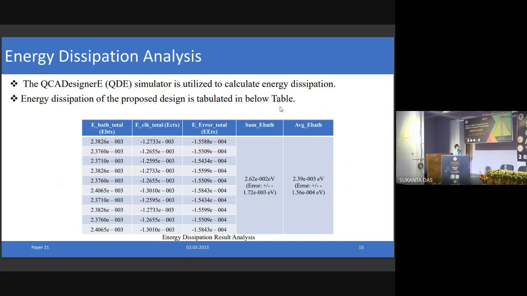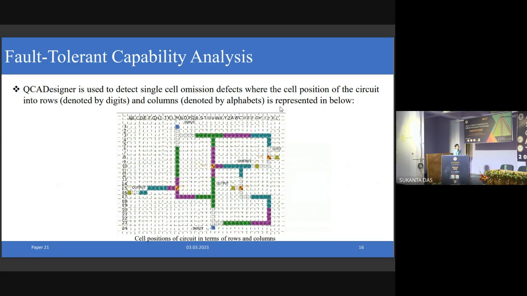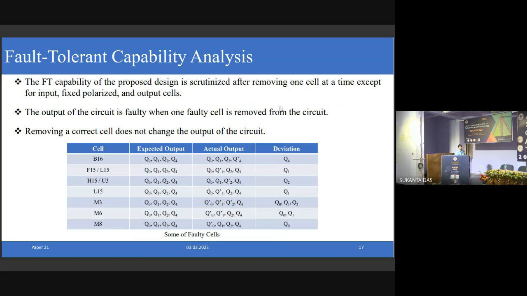Next, the fault tolerant capability of the proposed design. For that, we have represented the circuit in this format so that we can easily identify any cell from this diagram. Suppose we want to identify this cell, its number is M and 1. By this numbering, we identify each individual cell correctly. Now, for the fault tolerance capability, we have used QCADesigner, and by removing one cell at a time, we have tested the output, except for the input cell, output cell, and the fixed polarized cell.